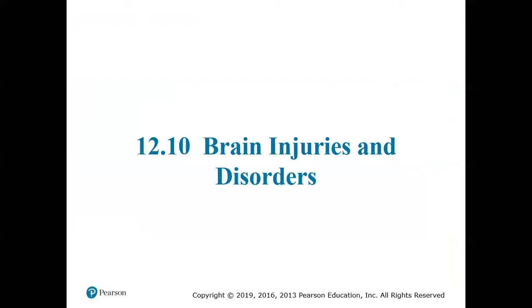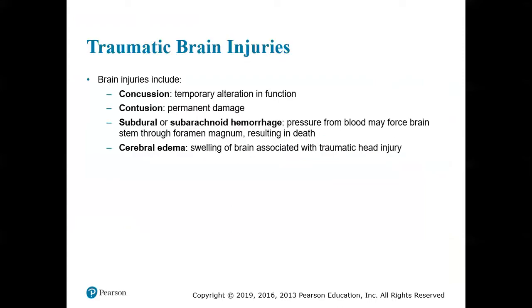Let's talk about some brain injuries and disorders. All right, so here are some traumatic brain injuries: concussion, temporary alteration of function; contusion, permanent damage; subdural, where pressure from blood may force the brain stem through the foramen magnum, resulting in death. Cerebral edema: anything with edema is swelling, so swelling of the brain. This is due to some sort of traumatic head injury.